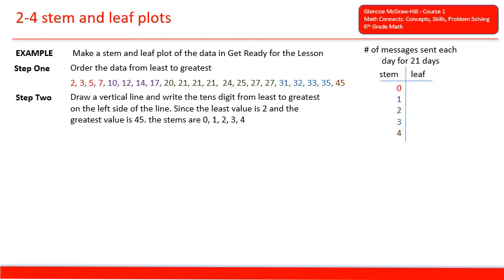Step 2, draw a vertical line and write the tens digits from least to greatest on the left side of the line. Since the least value is 2 and the greatest value is 45, the stems are 0, 1, 2, 3, and 4. And hopefully now you see why I color coded. All the numbers with the stem of 0 are red. Stem of 1 are all purple. Stem of 2 are green. Stem of 3 are blue. And stem of 4 looks like a maroon.